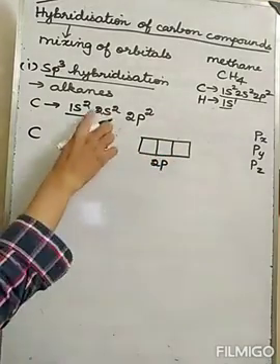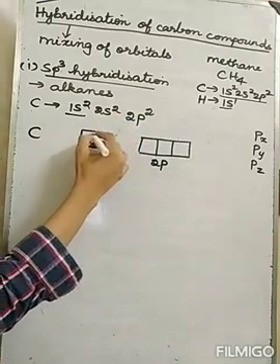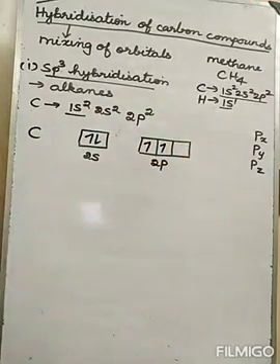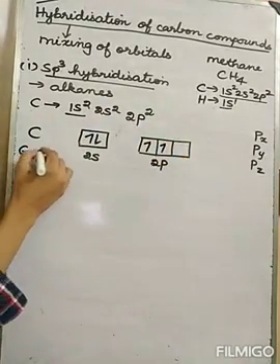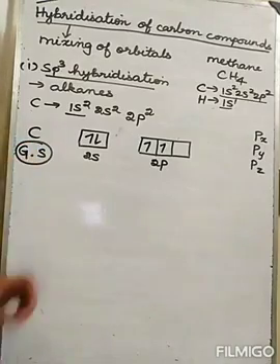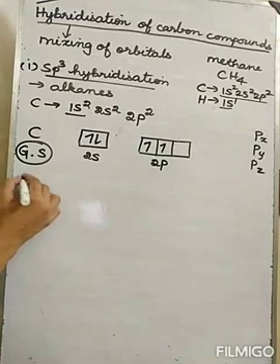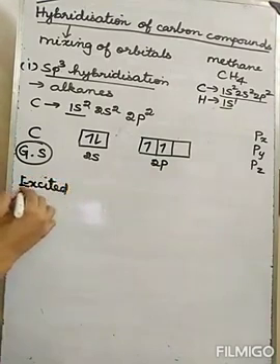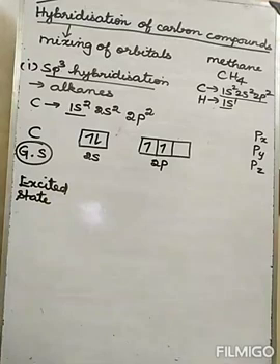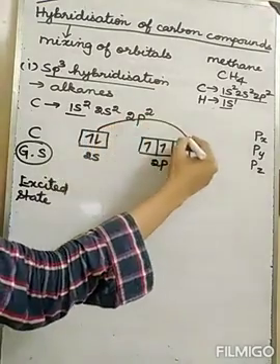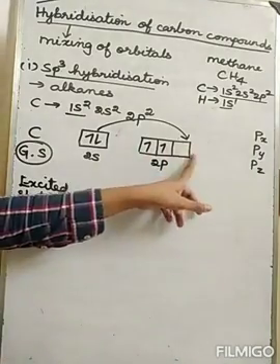So 2s2. In the 2s orbital there are 2 electrons. So 1, 2. And in the 2p orbital there are 2 electrons. Okay, so this is called the ground state. So when the bonding is going to occur, what will happen? The carbon will go from the ground state to the excited state. This electron which is present in the ground state will go to the excited, higher energy orbital.